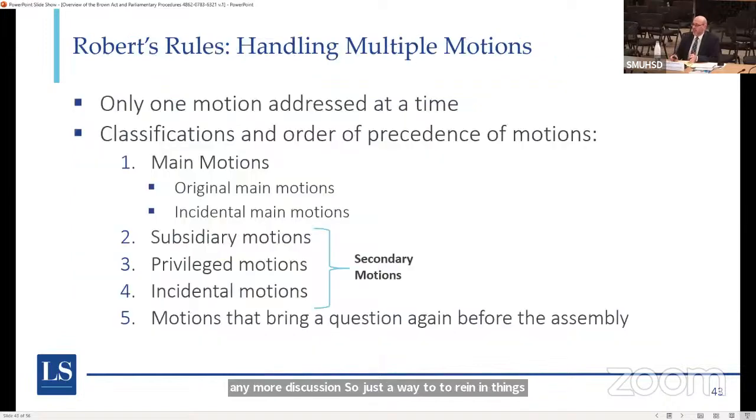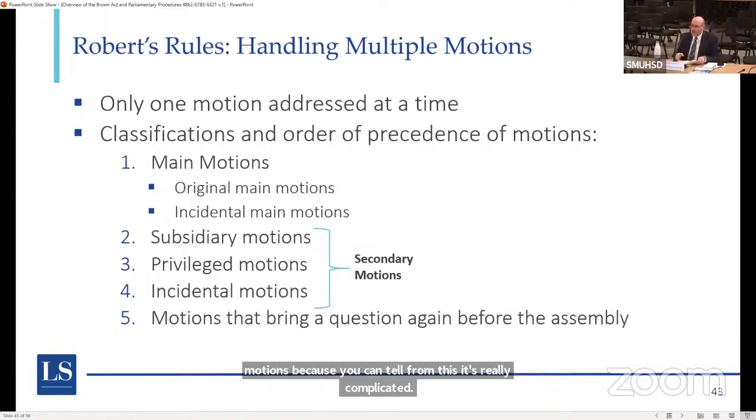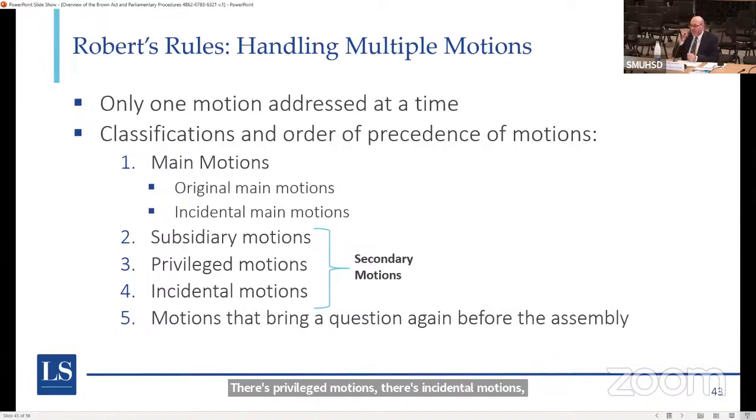I'm not going to talk to you about handling multiple motions because as you can tell from this, it's really complicated. There's privileged motions, there's incidental motions, there's all these different kinds of motions. The main thing to be aware of is that when you're going through this, generally speaking, you start with a motion, somebody may make a motion to amend, they may make a motion to substitute. The general rule is you work forwards and then backwards. You take the last motion that was on the floor, you deal with that, and you go back to the one that was before it, and the one that was before it, until you get ultimately back to the main motion.